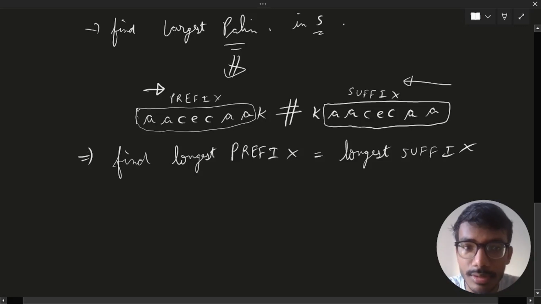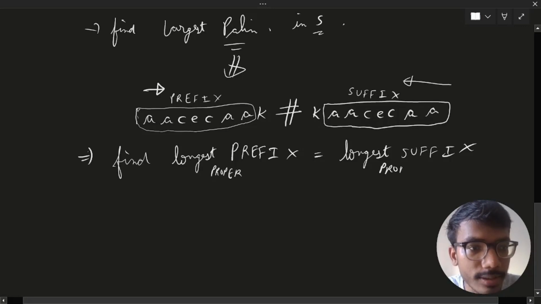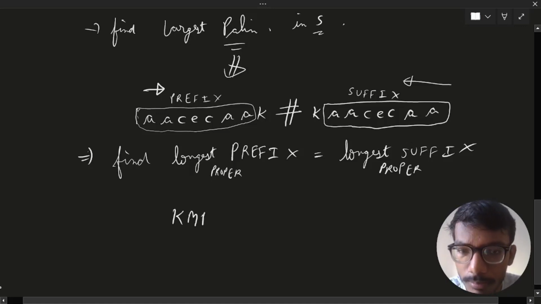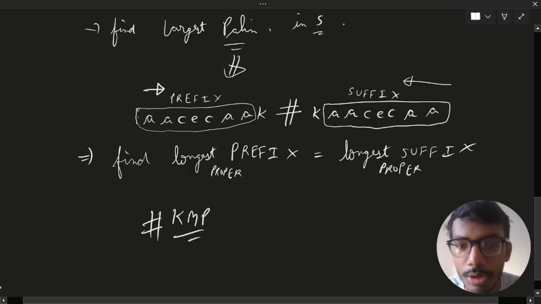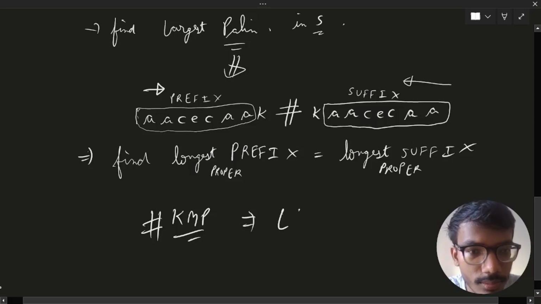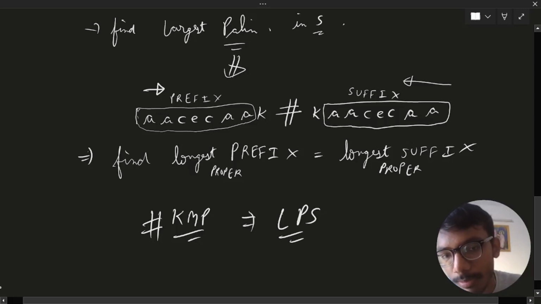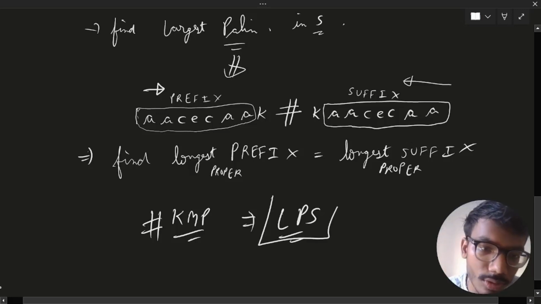Let us say I'm separating both the strings. I want to match the following patterns, right? The longest proper prefix, because I don't want the entire string in my answer. So that's why I took the proper prefix. Whenever you hear this term, this algorithm should come to your mind: LPS, longest prefix suffix.